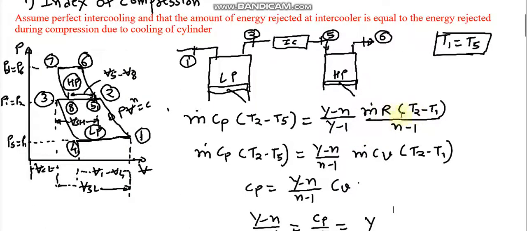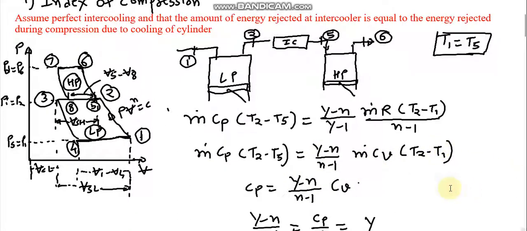So m dot R into (T2 minus T1) upon (n minus 1). But we can write R upon (gamma minus 1) equal to Cv. So the formula is (gamma minus n) upon (n minus 1) times m dot Cv into (T2 minus T1). Here we can also write T1, so T2 minus T1 cancels on both sides. Here only Cp remains on one side, and on the other side (gamma minus n) upon (n minus 1) with only Cv.